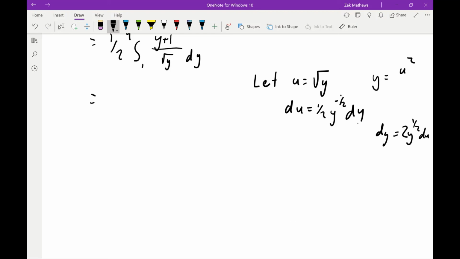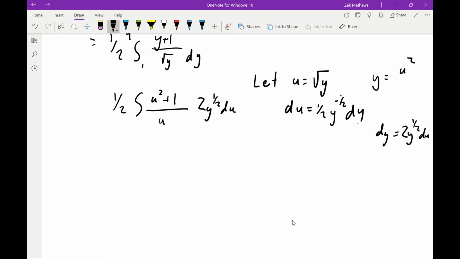So let's make those replacements. We still have our 1/2 in front. Let me stop writing the equal sign for a minute, because I'm going to treat this as an indefinite integral. I'm not going to change the bounds over yet. We're going to have u squared plus 1 over the square root of y, which we said was just u, and then our dy we're going to replace with 2y to the 1/2 du.